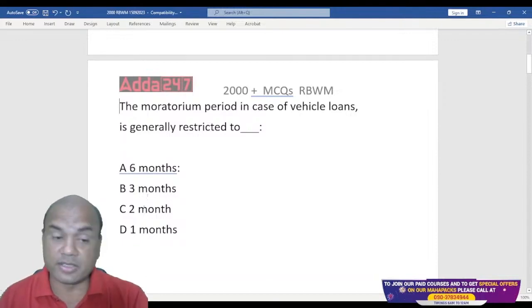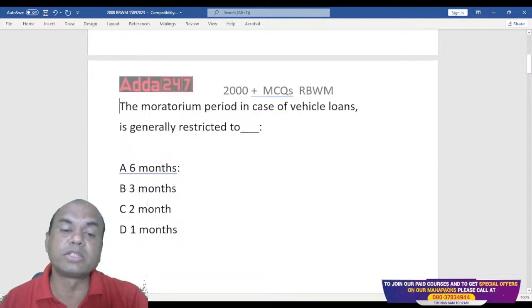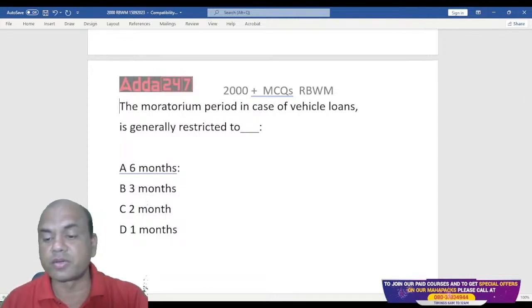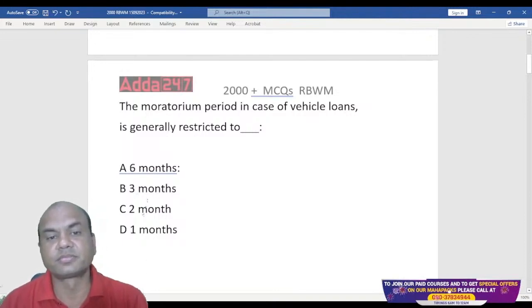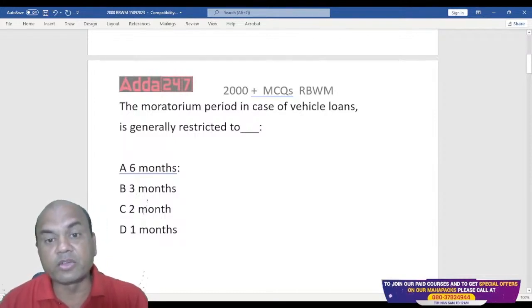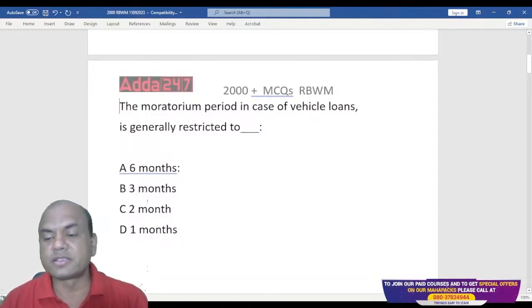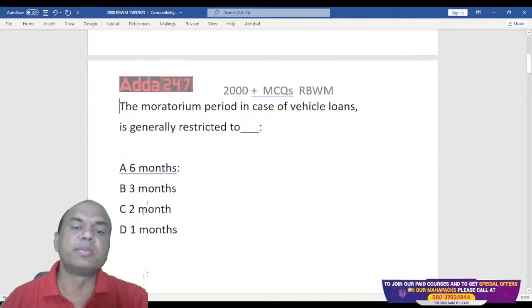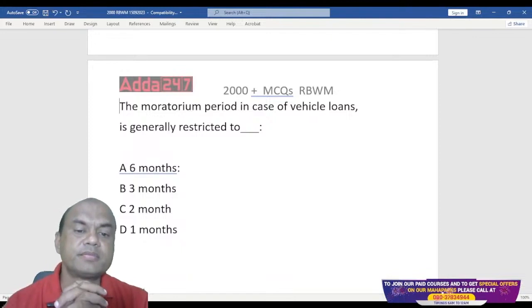Let me see in the comment section what you are answering. Let me see your comments, everyone. 6 months, 3 months, 2 months, or 1 month, in case of vehicle loans. We are considering vehicle loans over here. Answer fast, everyone, be fast. Vehicle loans: two-wheeler, car, all these, basically these two loans. Let me see in the comment section.